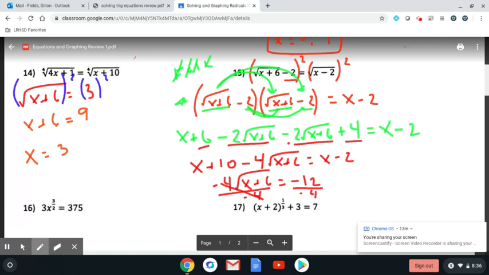So again, just like we talked about, just check for extraneous solutions. In this case, when we plug the 3 back in, the left side will equal the right side, so we know this is okay. This gives us our final answer of x is equal to a +3.